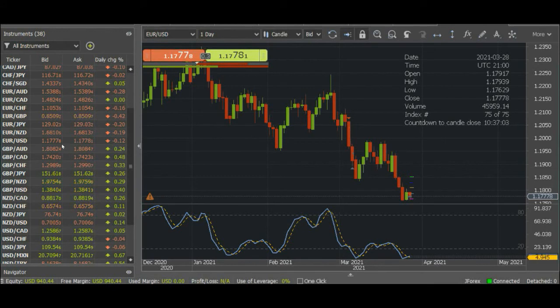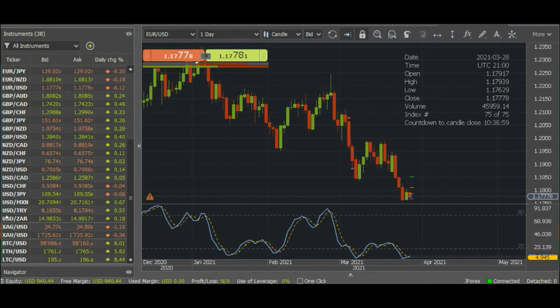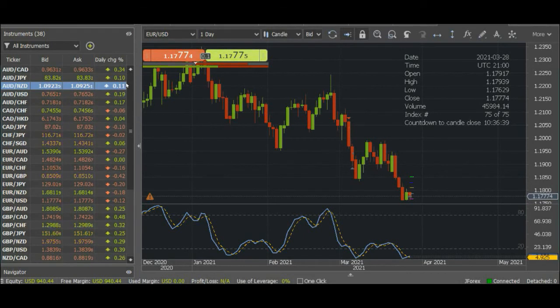I have here major and minor currencies and some of the exotic currencies. You can see USD/TRY, USD/ZAR, and BTC. This is Bitcoin. So I have some of these to analyze. Whichever pairs or metals or currencies you want, you can add them here. You can see all these instruments. Okay, fine. It's simple, there is nothing much more to explain here.